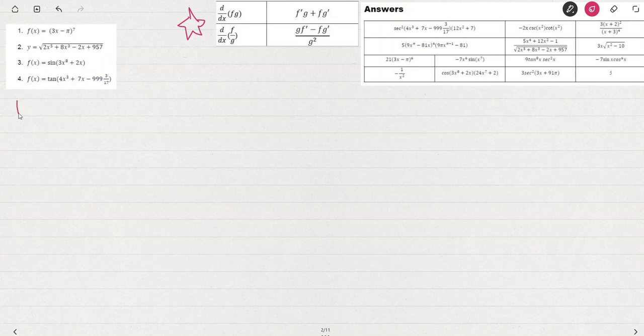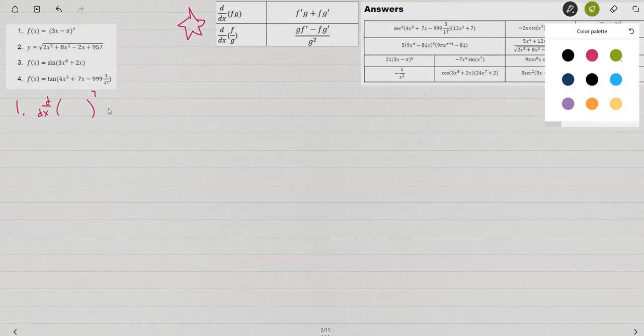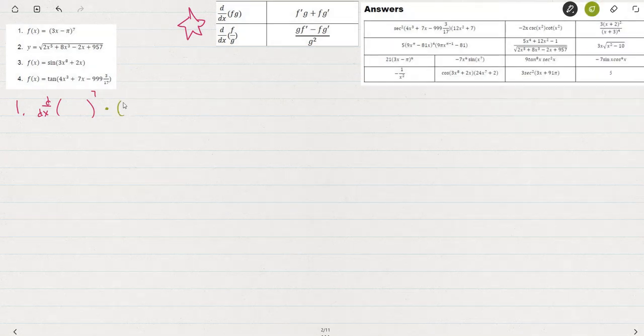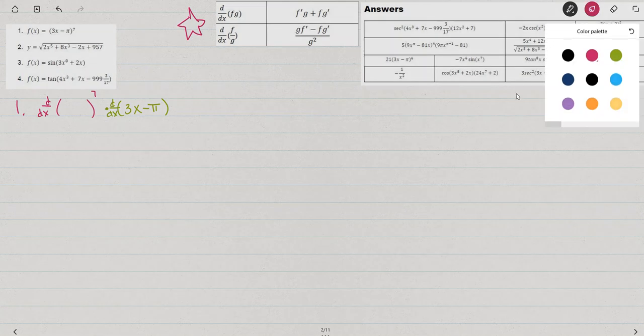And remember, for the chain rule, here's the big idea. We're going to take the derivative of the outside function. So in example number 1, the outside is this thing to the 7th. And then we're going to multiply that times the derivative of this thing on the inside, which is the 3x minus pi. And we multiply those together. So again, we start from the outside and then do the inside.